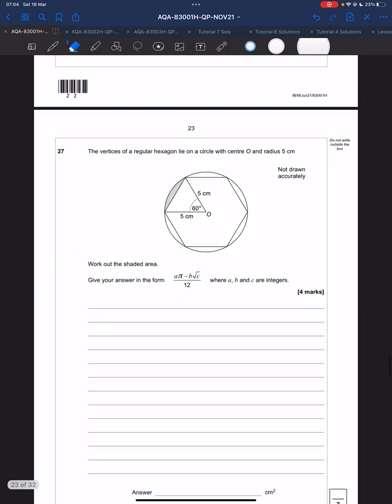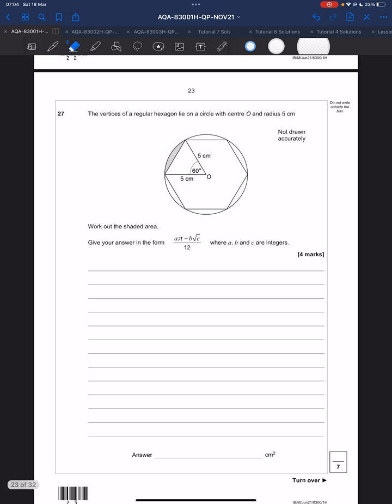Okay, number 27, hey, we're getting there. The vertices, sorry, my throat's a bit funny. Let's do this in the morning when it's quiet. But I also like lots of cups of coffee in the morning.